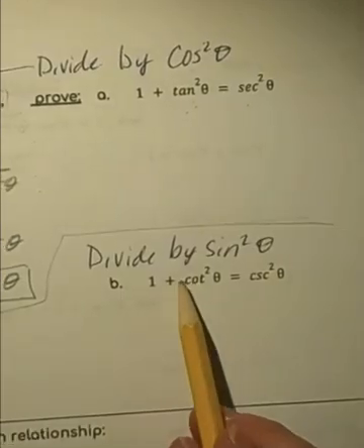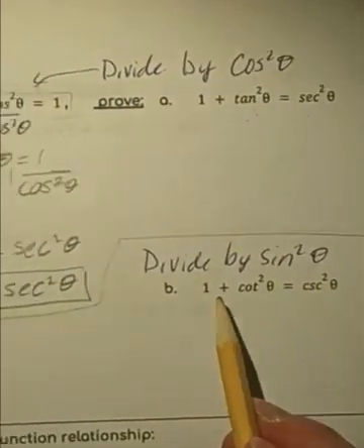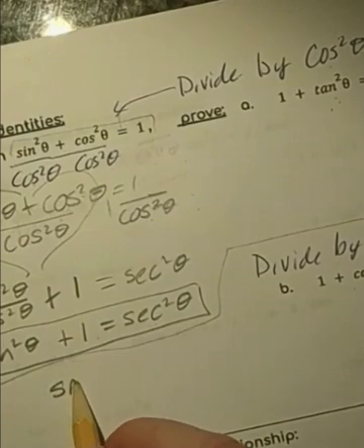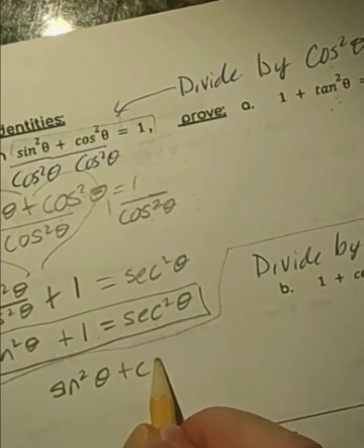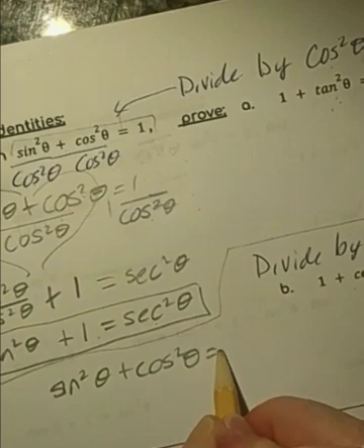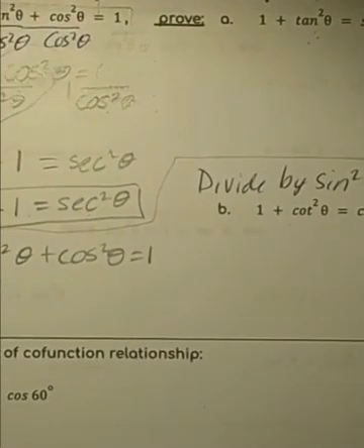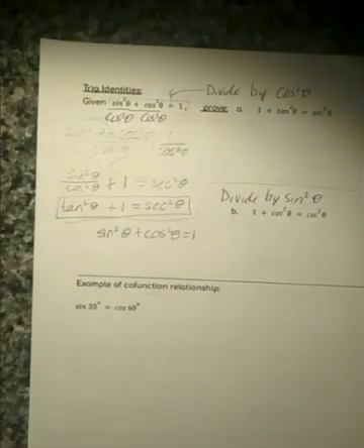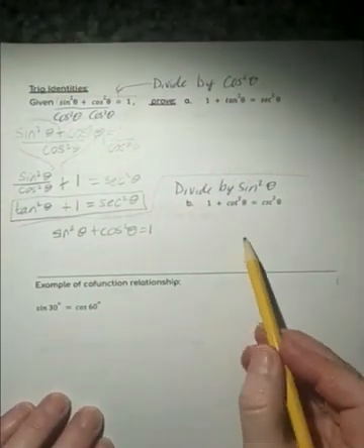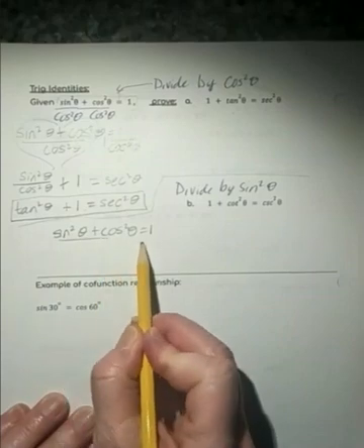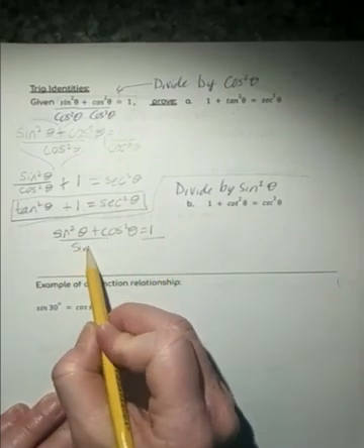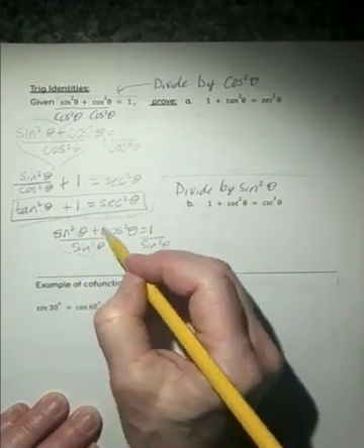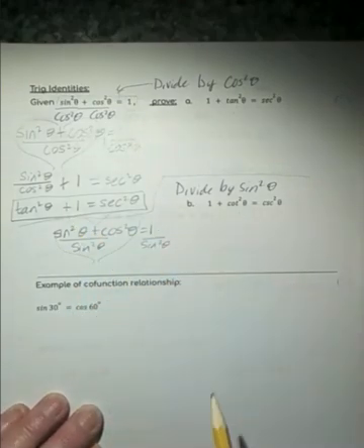I want you to divide each side of the equation. Let's start with this again. So sine squared theta plus cosine squared theta equals 1. And go ahead and divide. Let me zoom out. It's kind of hard to see what's going on here. Go ahead and divide each side of the equation by sine squared theta, and share the love over here. You'll see you'll get this.